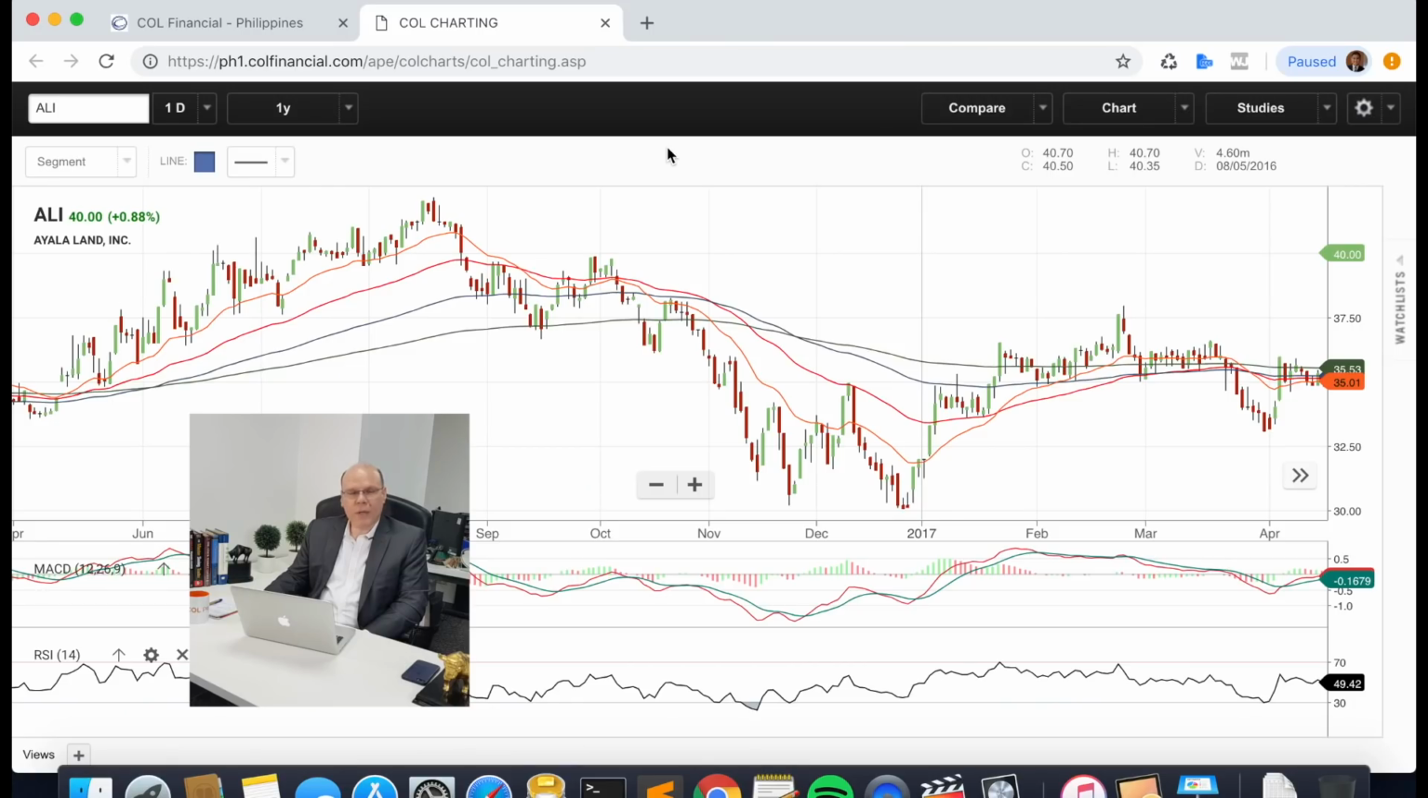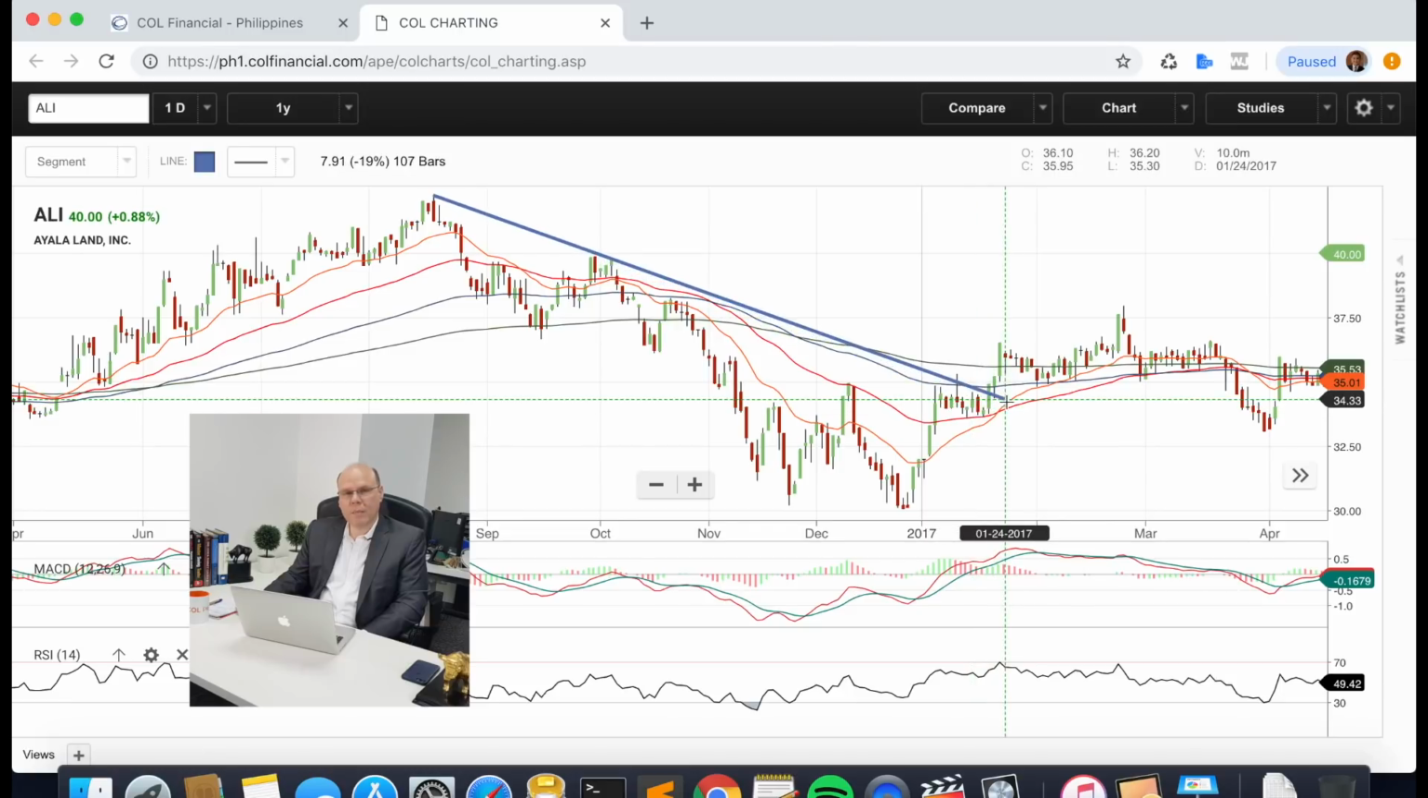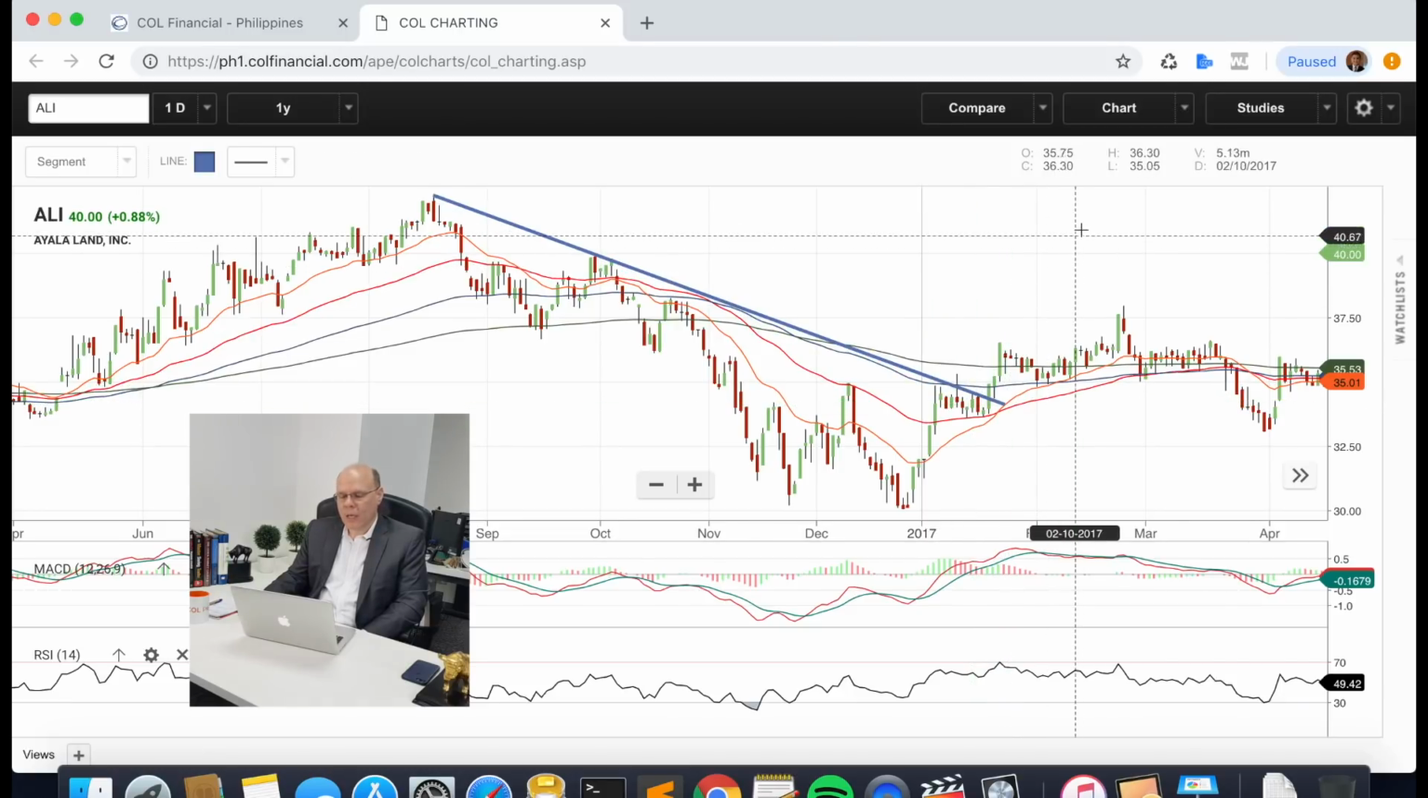The first particular point we're going to look at right now is a trend line break. Now, a trend line break is simply a break of a trend line that's drawn along with the current trend. If you're looking at the sample graph of Ayala Land that we have here right now, I will draw a downtrend line for you. And this took place sometime towards the end of 2016, going to 2017.